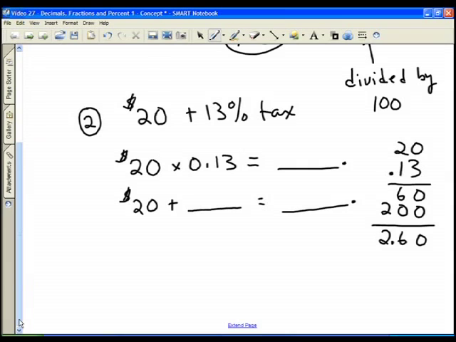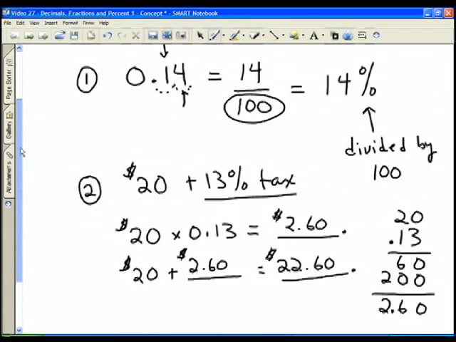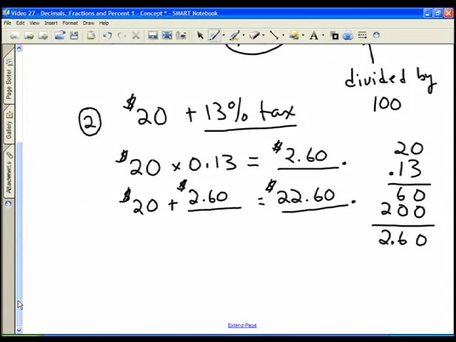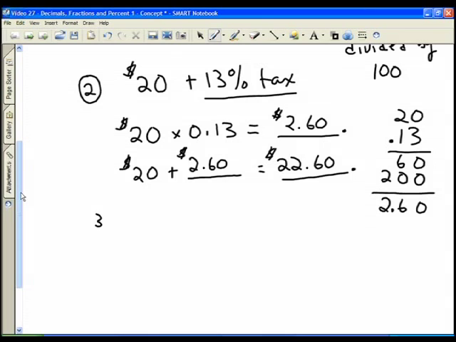And so 13% of 20 is going to be $2.60. And so now, if we add that $2.60 to the original 20, we will get $22.60. So tax is usually calculated on a percentage. We can represent any number as a percent, decimal, or fraction. And it doesn't have to be a particularly nice number either.